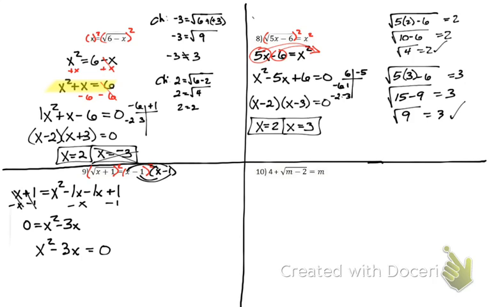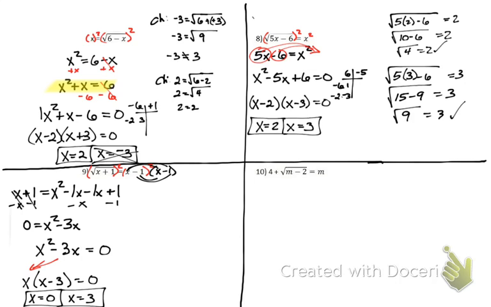This one's actually an easier factor problem because you just take out an x and you're left with x minus 3. Meaning our two answers are x equals 0 and x equals 3 when you set them both to 0.